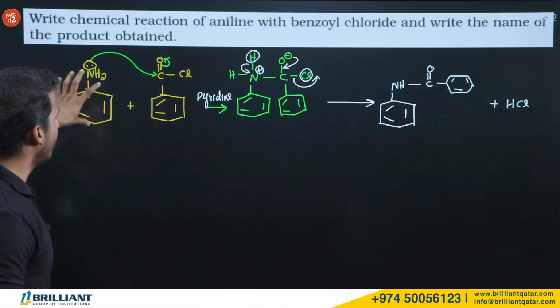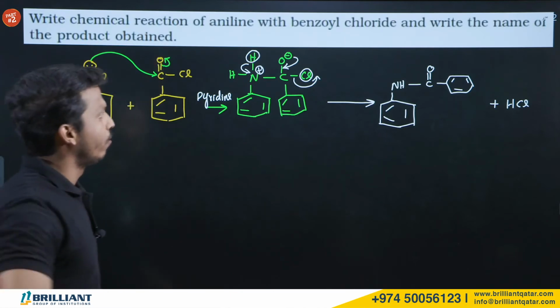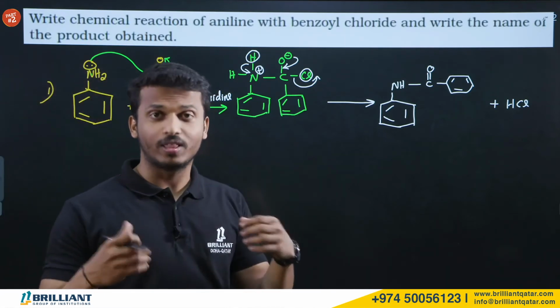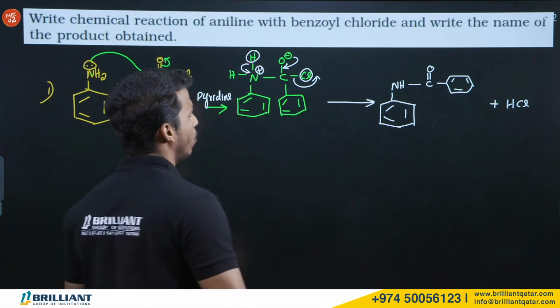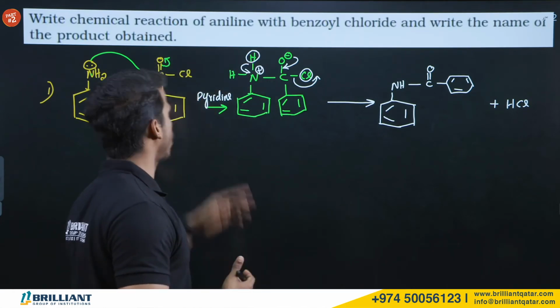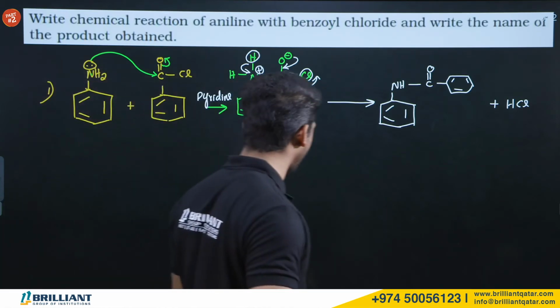So this is aniline to which the acid chloride was added. That's it. We can actually write the product within a second. Directly we can write the product. I will tell you later. So what is the use of pyridine in this reaction? During acylation, why do they use pyridine?